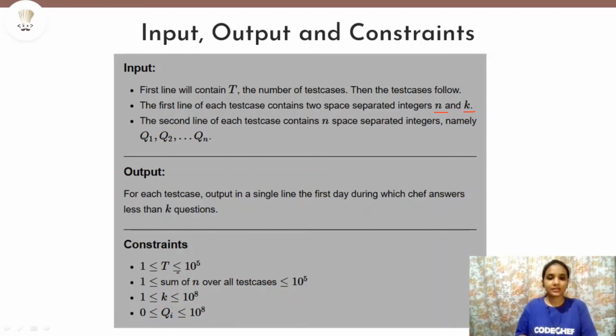So the constraints are like t is 10, the test cases are up to the range of 10 to the power 5, and k and q of i are given up to 10 to the power 8. But as you know, our time complexity for the approach that we discussed was order of n, so it will work pretty well, and there will be no problem when you submit the code.